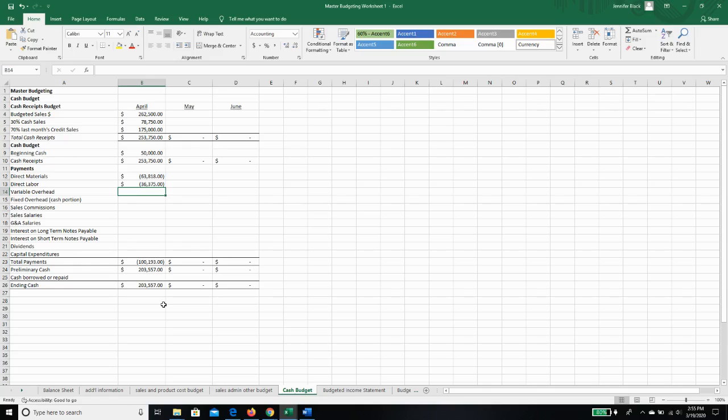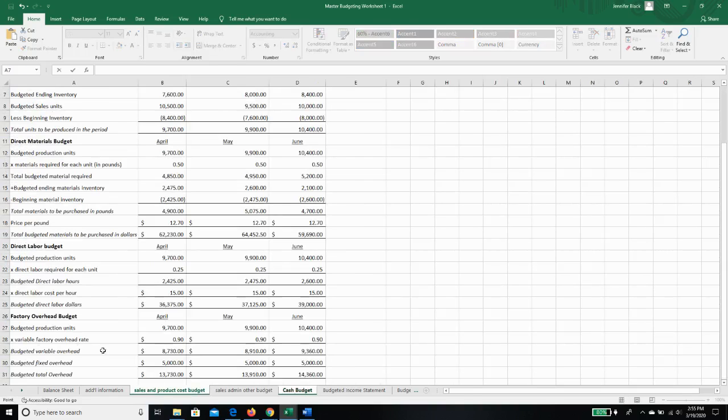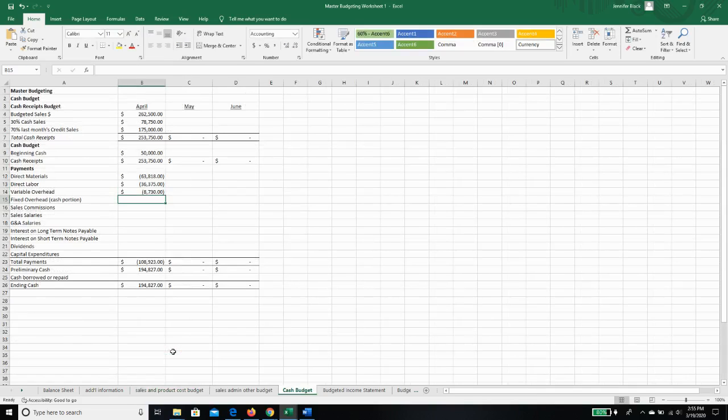Variable overhead, we also are going to pay in the month incurred. How do I know? Because the only thing going into accounts payable, it said, was direct materials, which implies that everything else must be paid in the month that the expense is incurred. So I'm going to go over to my variable overhead budget, and I'm going to bring over $8,730, which is what I spent on variable overheads.